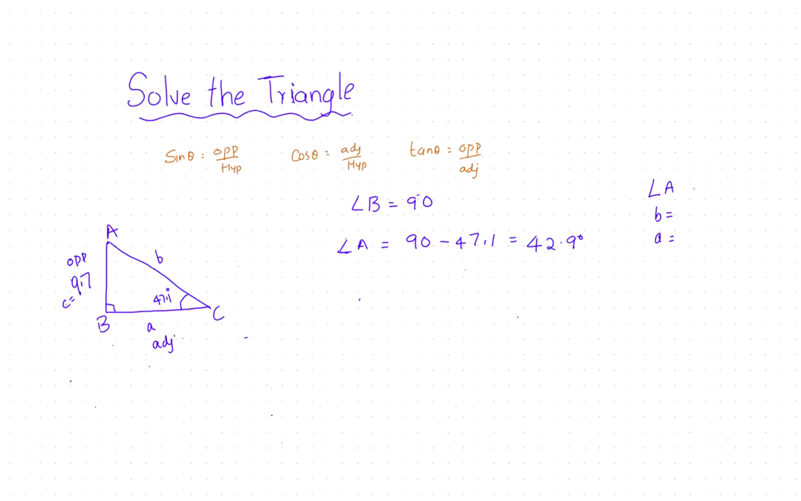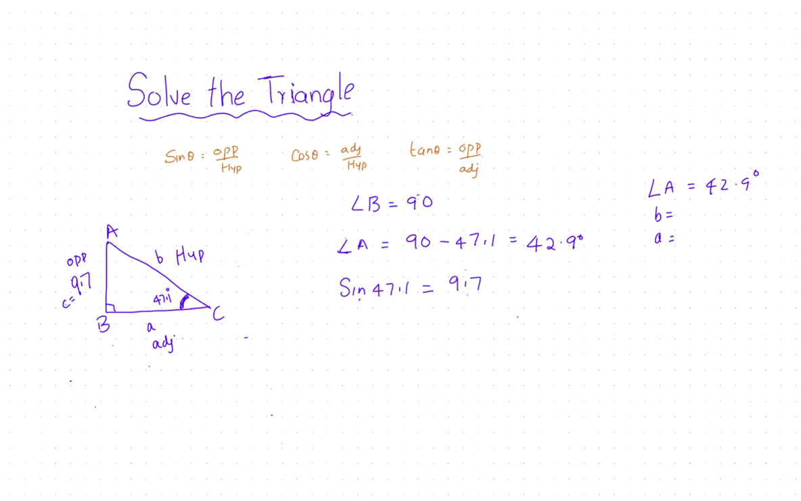Now we have to find side B. So for reference angle C, side B is hypotenuse and side C is opposite. So we know the opposite, we have to find hypotenuse. So opposite and hypotenuse, we can use sine ratio. So sine 47.1 equals opposite upon hypotenuse, that is 9.7 upon B.